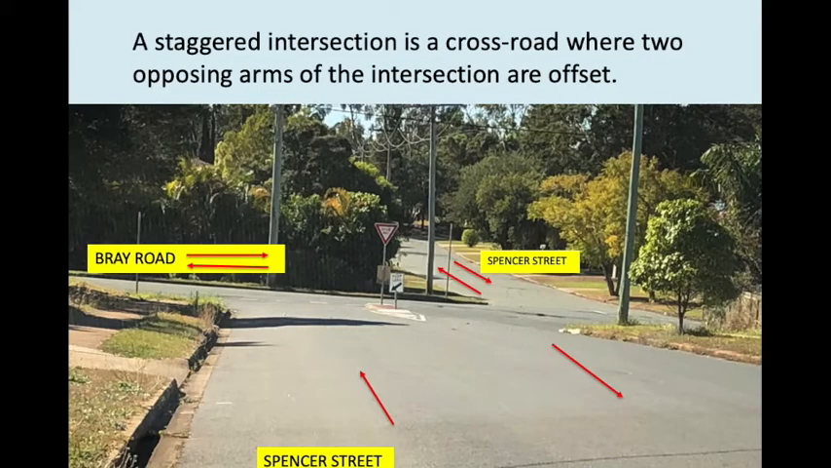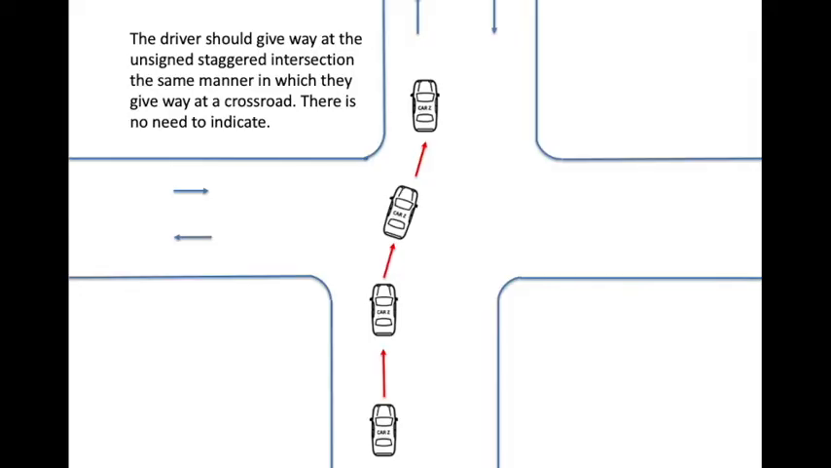Okay, staggered intersection. A staggered intersection is a crossroad where 2 opposing arms of the intersection are offset. Here's a common one I use for my training delivery, which is Spencer Street. You can see that it's offset as it cuts across Brays Road. The driver should give way at the unsigned staggered intersection in the same manner in which they give way at a crossroad. There is no need to indicate.